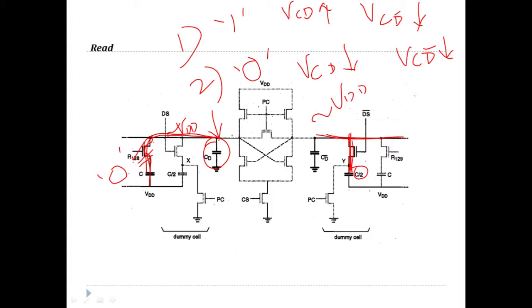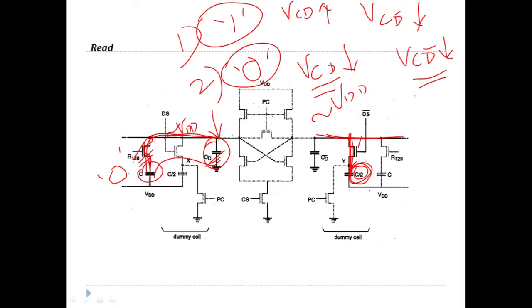But now here this capacitor, VCD, is trying to charge capacitance of value C, and this capacitor is trying to charge capacitance value C by 2. So hence the voltage drop of VCD bar and VCD is different. Both are dropping, but the voltages are different. Hence it is interpreted as logic 0.